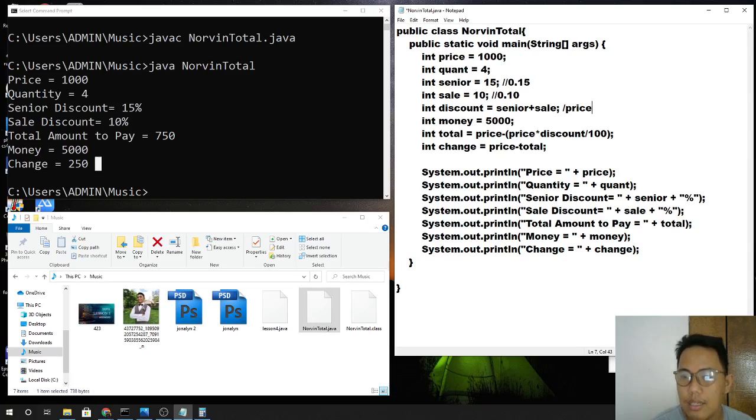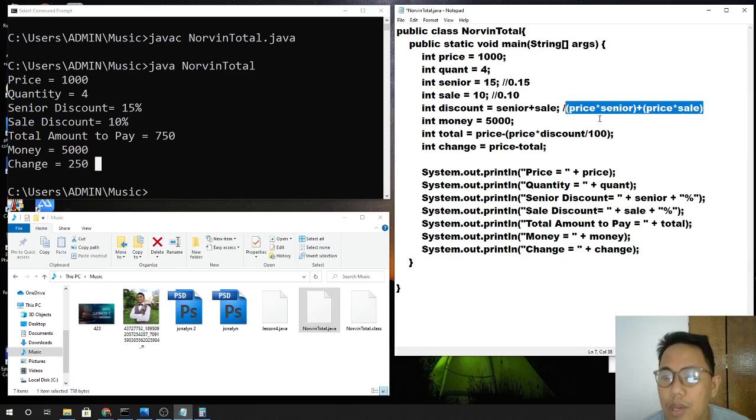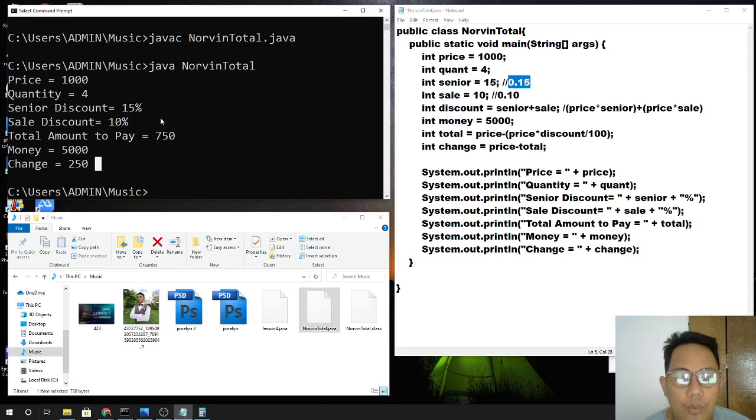And the discount must have been like this. Since we will be getting the discounted amount, it must have been price times senior plus price times sale. Why am I doing this? Why should this be the syntax in here? It's because again, we need to get the 15% of the total price, which is 1,000. I mean the total price. We need to get the 15% from the total amount with this one. So it must show the senior discount, diba? When you buy in a store, let's say you're buying a pair of jeans for 1,000. You buy four, so the total amount you get is 4,000, right?